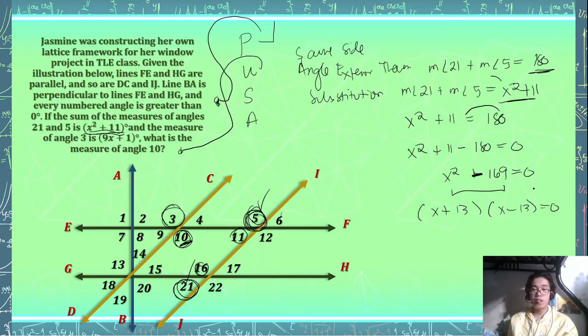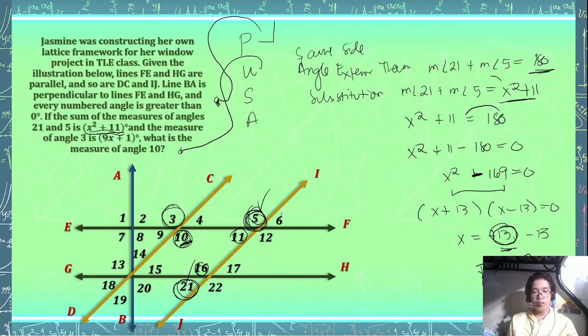As I said in our video last time, there could be two possible answers for the values of our different variables. For this one, it's going to be positive 13 and negative 13. But since we cannot use a negative solution for this one, we're going to use the positive solution. So x is equal to 13. If x is equal to 13, therefore we can solve for the measurement of angle 10.